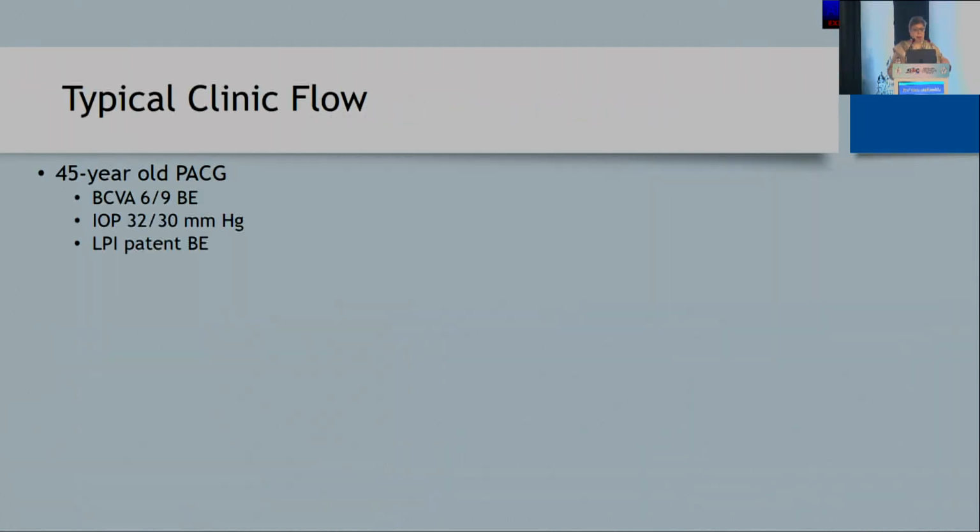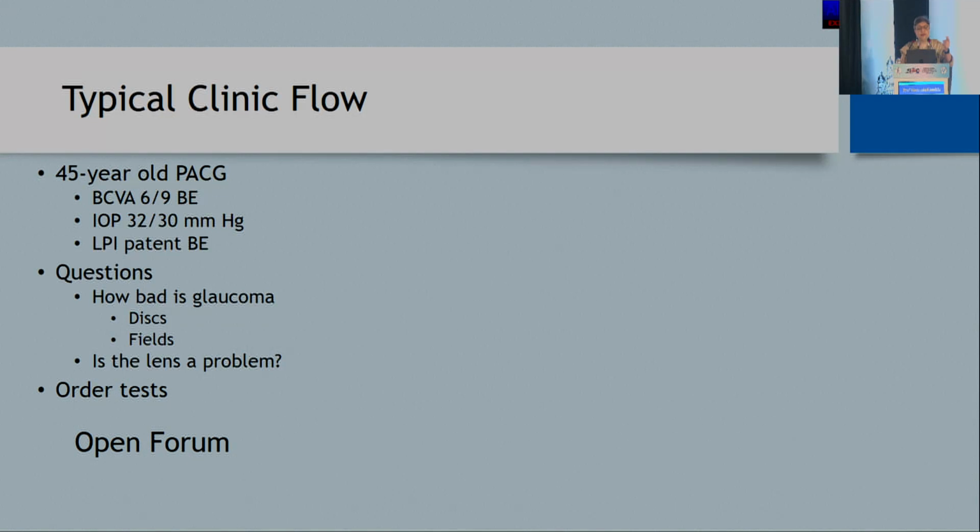Another typical clinic flow would be a 45-year-old PACG, best corrected vision 6/9, IOP 32 and 30, and laser iridotomy is patent. Now the question is, how bad is the glaucoma? What are the discs? What are the fields? And is the lens a problem? She's only 45 years old, and she has patent iridotomies and yet 30 pressures.